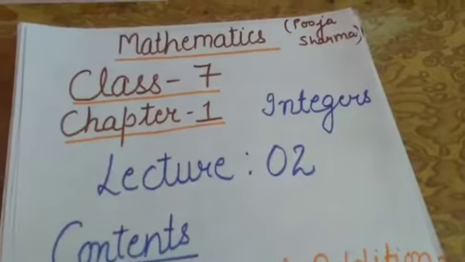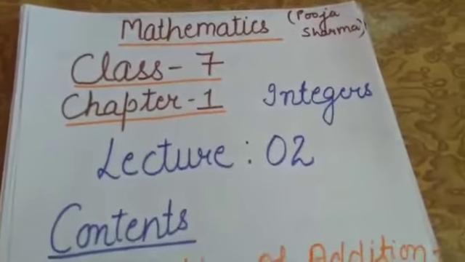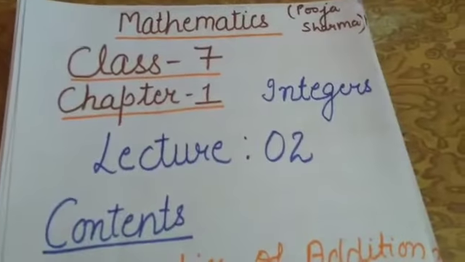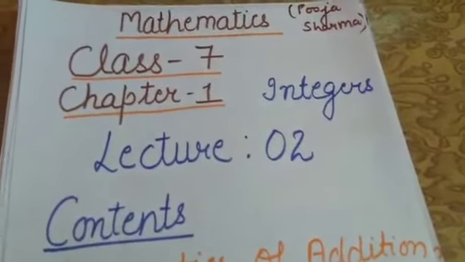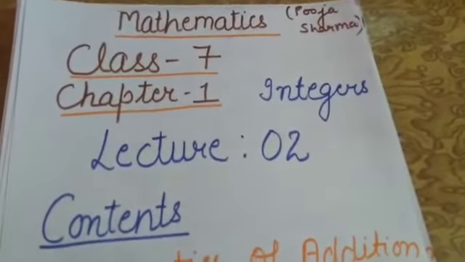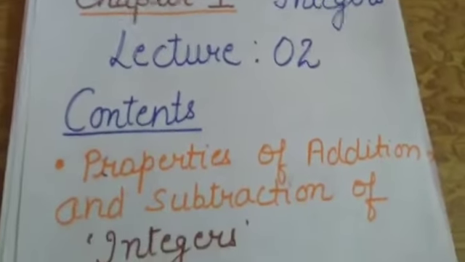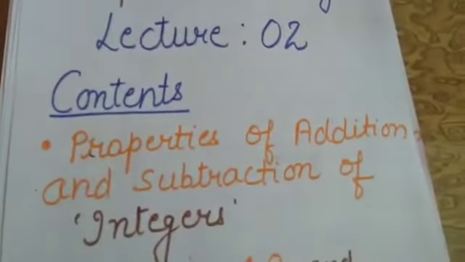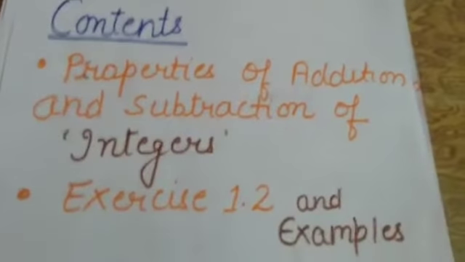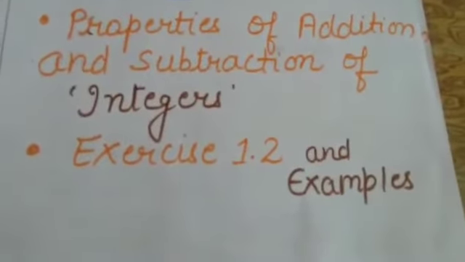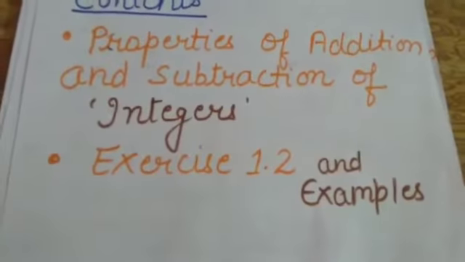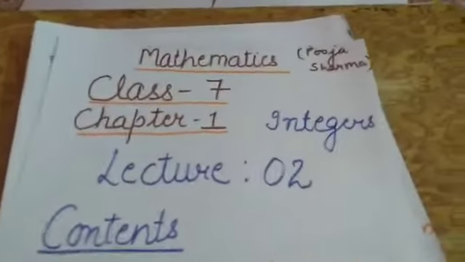Hello everyone, this is for subject mathematics class 7th chapter 1 integers and this is our lecture number 2. In this lecture we will learn about properties of addition and subtraction of integers and we will discuss questions related to exercise 1.2 and examples before it. So let us start with the properties.